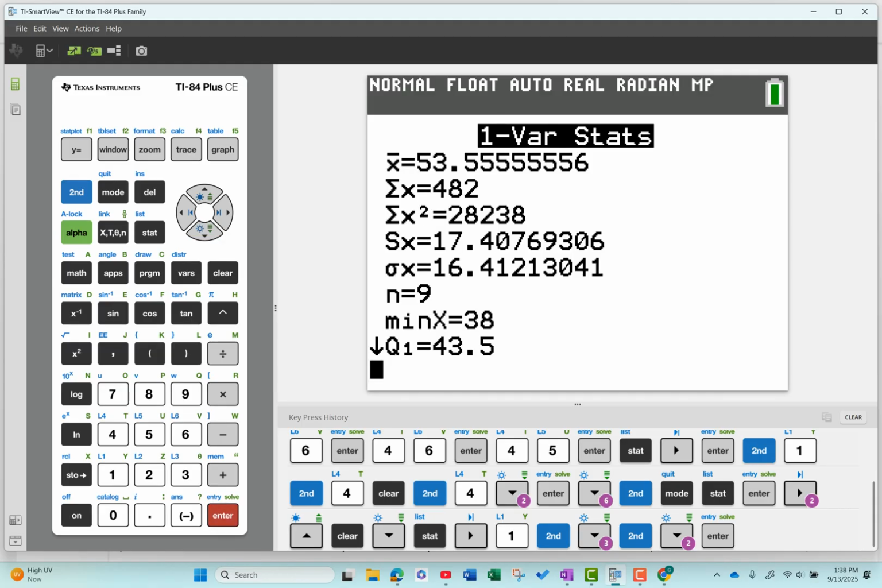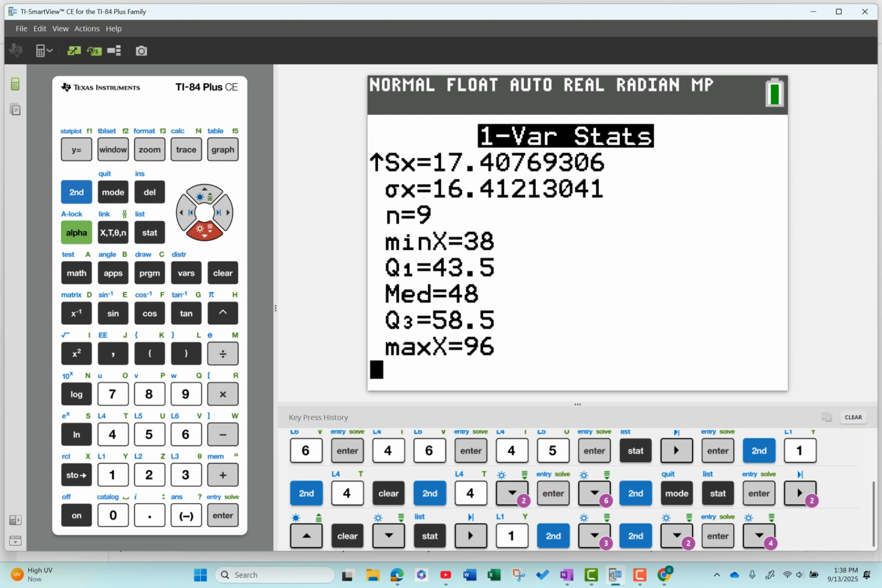Press enter. Now I have a bunch of different values, some of which we'll use later on. Scroll down to get my 5-number summary. All right, so hopefully that makes a little bit more sense as to what you're doing and how you're going about doing this and able to find it on your calculator.